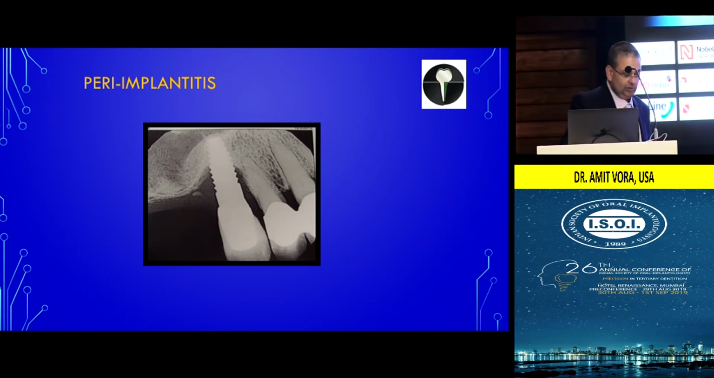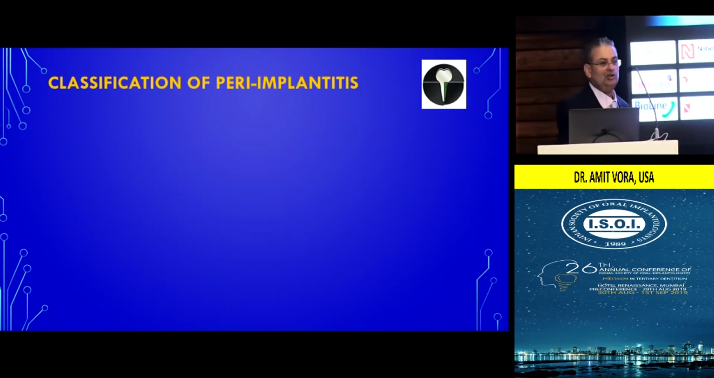One of the things was that because of the wide variation in the measurement thresholds, we didn't know what the true prevalence was. So Fromm and Rosen were the first ones to come up with a classification system for peri-implantitis.